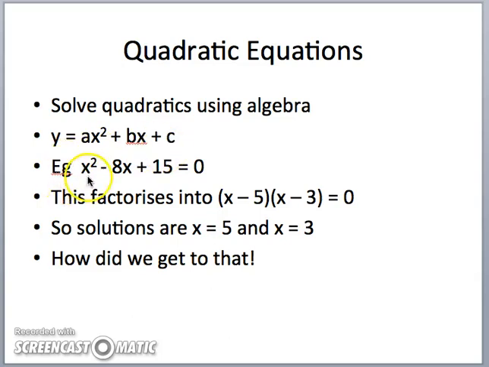and for example x squared minus 8x plus 15 equals 0, that is the a is 1 here, the b is minus 8 and the c is 15, then we know that this factorises into x minus 5 and x minus 3. We can set this equal to 0, and then we know the solutions are x equals 5 and x equals 3. Now you're going to go, boy, how did he do that? Well, that's what we'll see on the next slide.